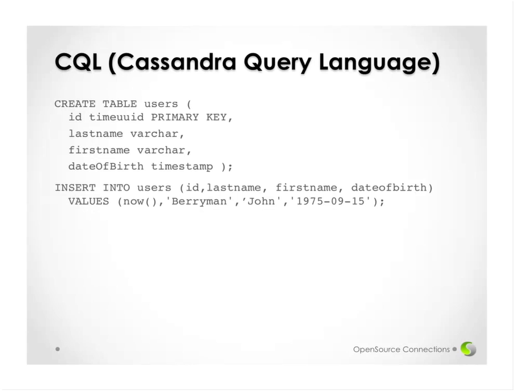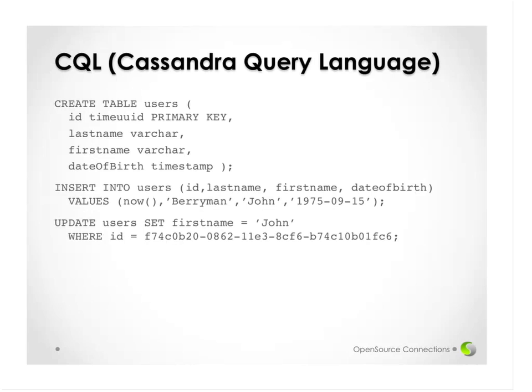With CQL, we can do a lot of the things that we expect. Insert into users, ID, last name, first name, date of birth, values. Now, this is not bringing us the data, it's actually bringing a universal unique ID for the time and putting it in for the ID. Not something I'd recommend for the ID, but anyway. Last name, Berryman, first name, John, date of birth. That's John's date of birth. All you need is his home address and social security number, and you can become him now.